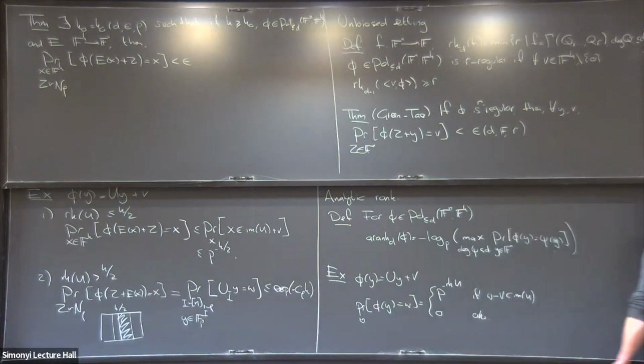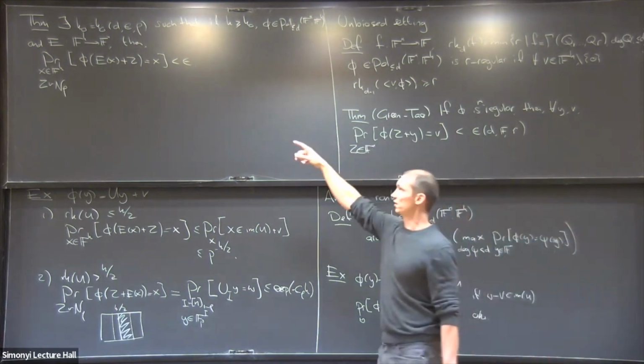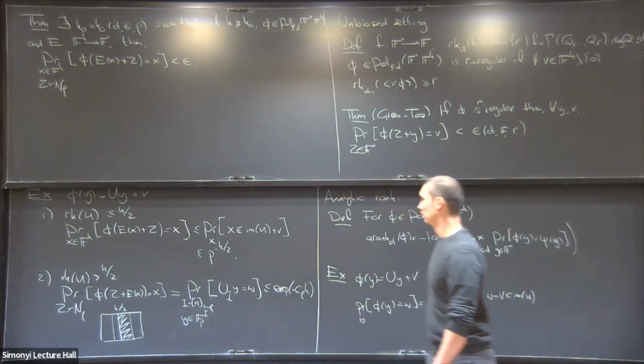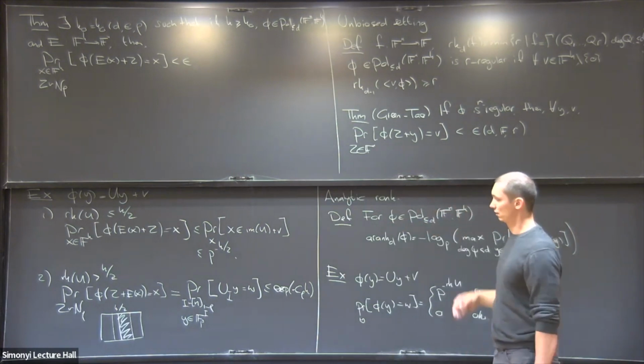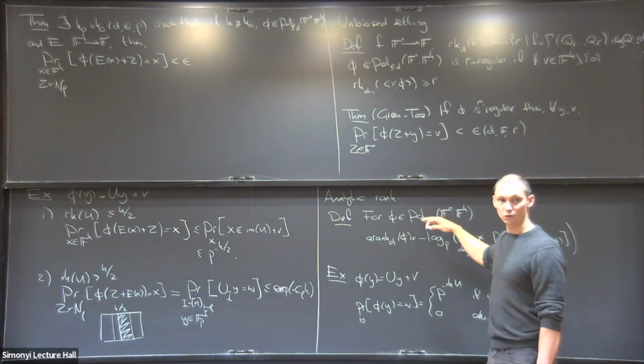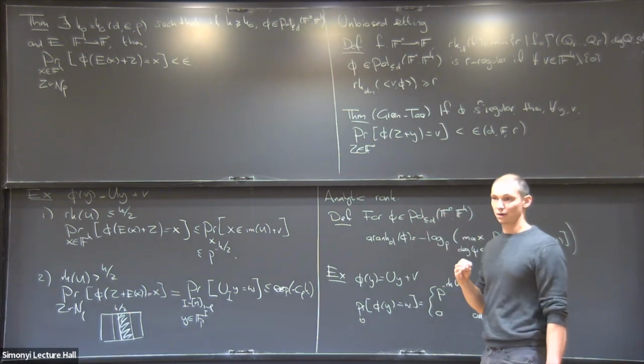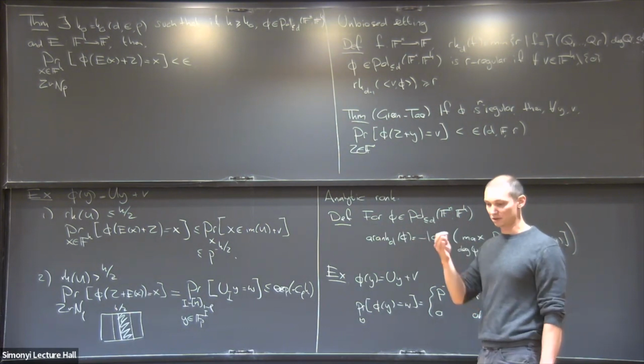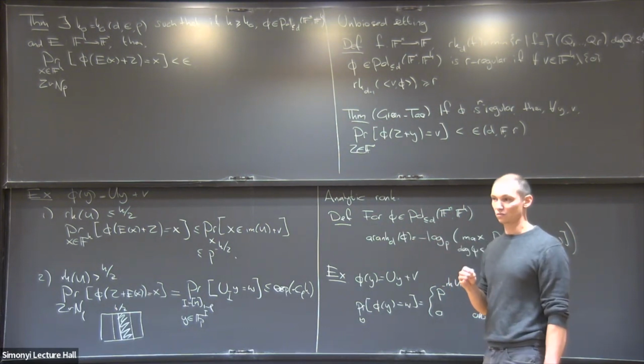Oh wow, I still have a board left. Okay, so to prove this result, we ended up using a structure versus randomness strategy, where we use the analytic rank of the polynomial map as a threshold to determine if the polynomial map is quasi-random or regular.